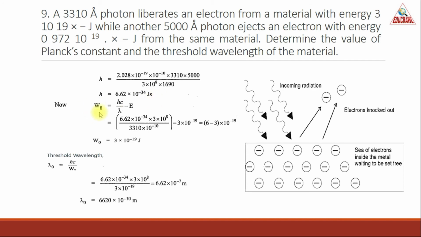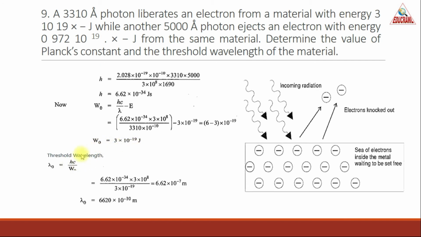Now, the threshold wavelength is given by lambda naught is equal to hc by w naught. So first we will find the w naught. After that we will substitute in this equation to find the threshold wavelength. We know the expression for w naught as w naught is equal to hc by lambda minus e. Substituting the values, we get the value of w naught as 3 into 10 power minus 19 joule.